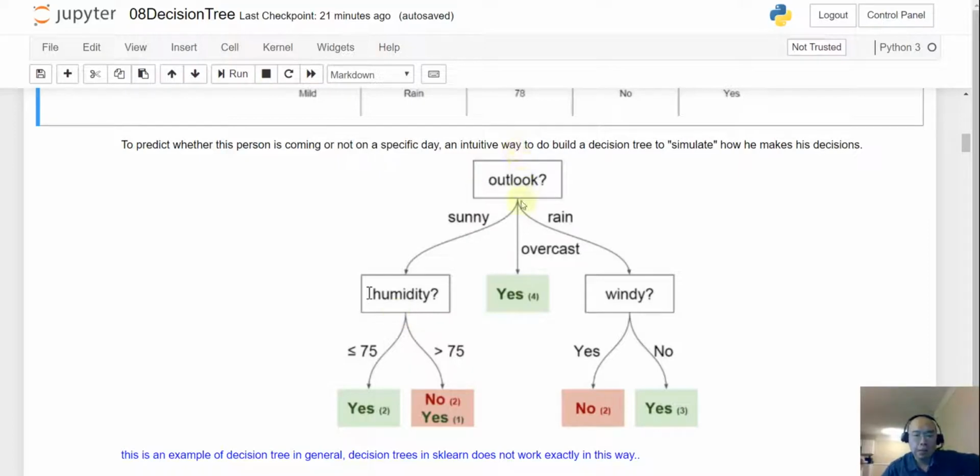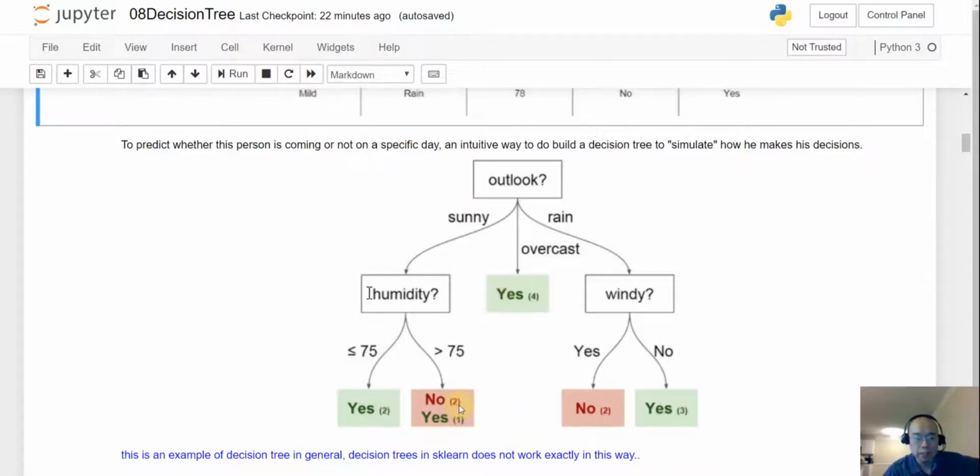Okay, and if the outlook is overcast, then we have luck because it's going to be a yes guaranteed. And if the outlook is rain, then I have to check whether it is windy or not. So on each of the leaves, we are going to have yes or no, and we will also have the number. So for example, this one is yes because there are four cases, and when the outlook is overcast, for those four cases we all have yeses.